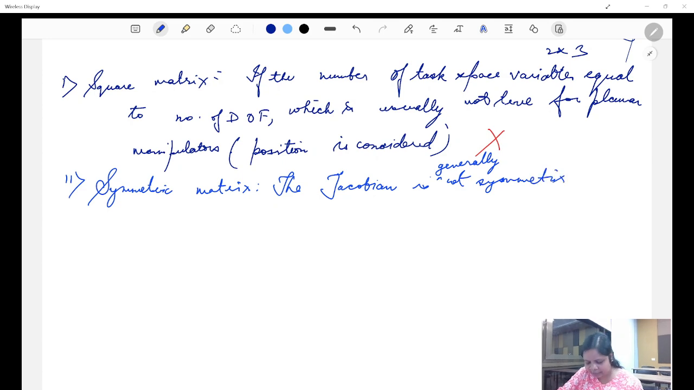Because the partial derivatives of position with respect to joint angles are not the same, it is definitely not symmetric. So why would we answer that? And we cannot say that Jacobian is positive definite. And how do you find what is positive definite? Can anyone tell?